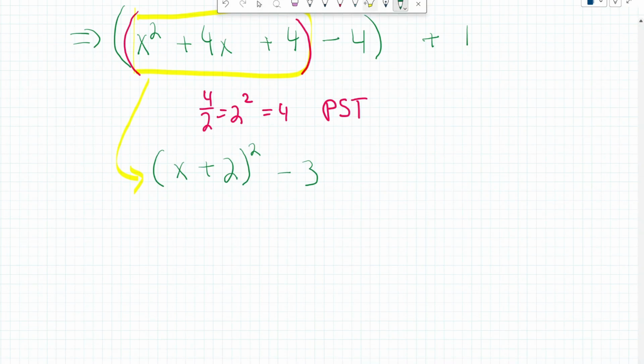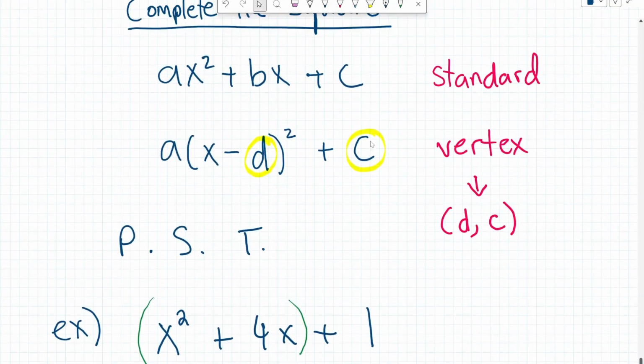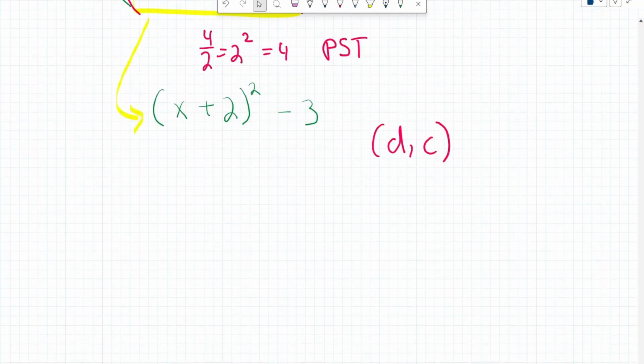So like I said before, our vertex is the pair dc. In this case, this is positive, so that means we're going to have a negative d. If this was negative, we'd have a positive d. And we know that by looking at our original definition of vertex form. In our original definition, there's a negative here. So that means if we have a positive here, that's the same thing as having x minus negative 2 squared minus 3.